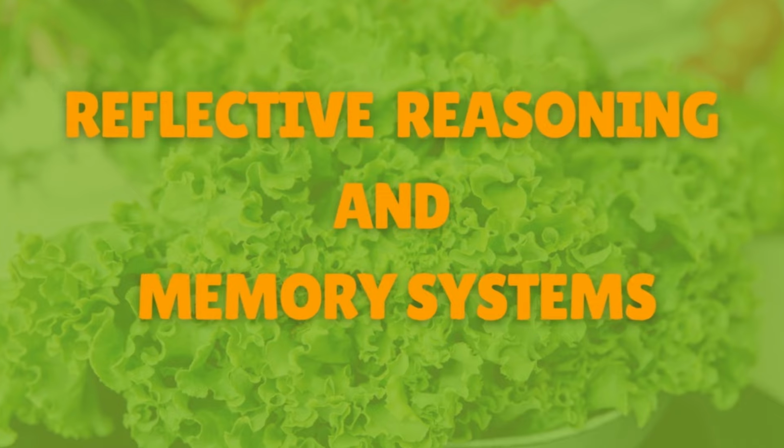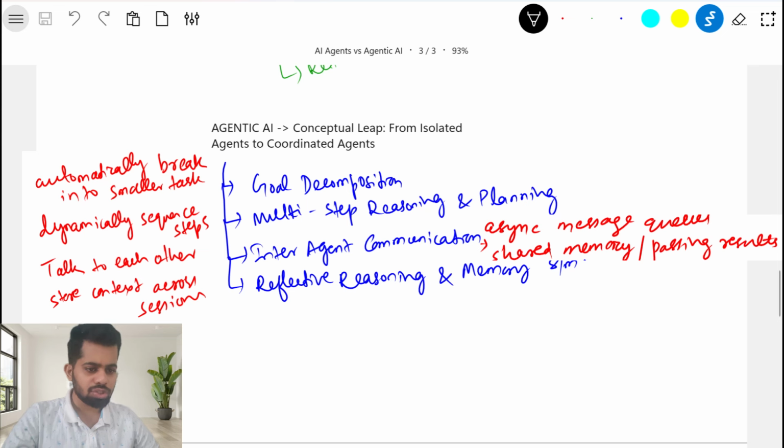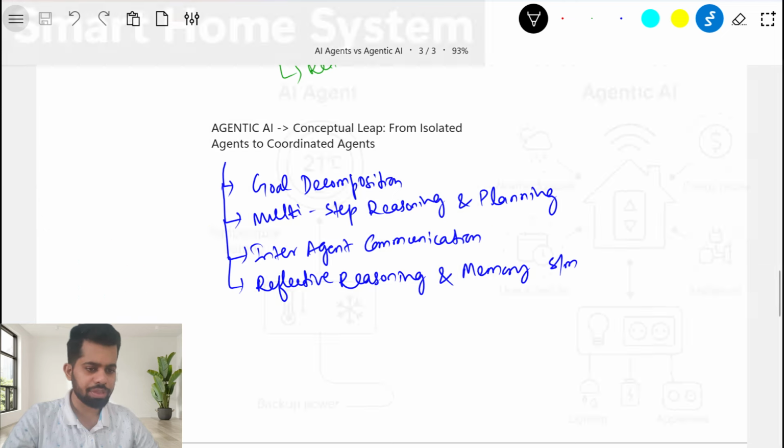Here, agentic AI doesn't simply store context across sessions. They can reflect on past decisions and improve their strategy over time, and this reflective memory is what makes them feel intelligent, not just reactive.